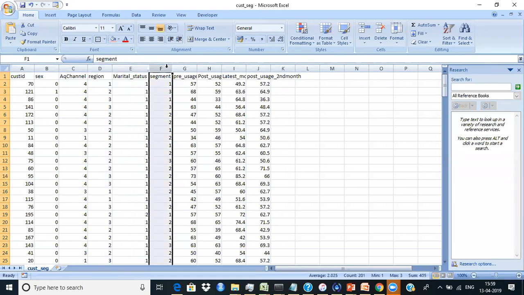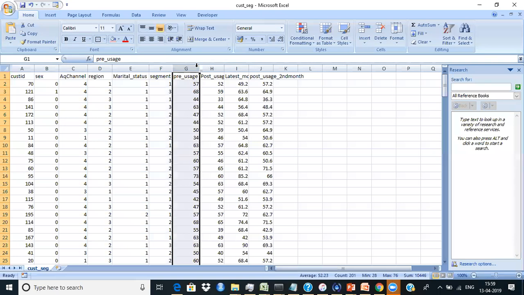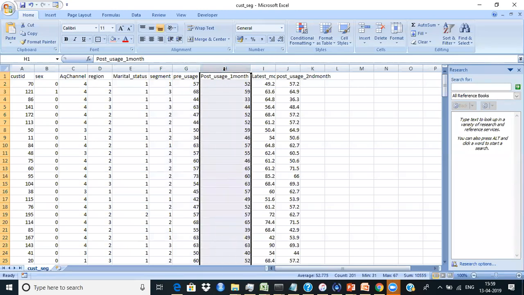Then you have segment. Segment basically means what is that plastic that you hold. Plastic means in a card, you might have a diamond, you might have a platinum, gold, whatever, right? So you understand there are types of cards, right? So segment basically means the type of the card. All of them are credit card, but there are types. Pre-usage basically means the usage pre-campaign, right? Post-usage 1 month means usage 1 month after the campaign.